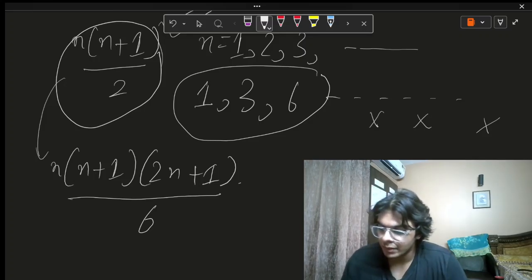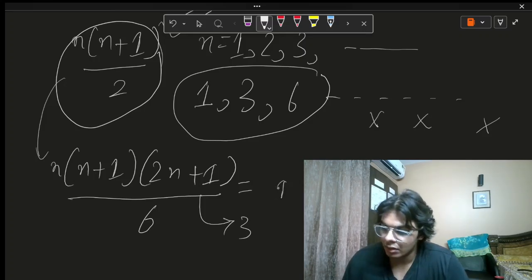Now if you input 3 in here, the value will be 3 into 4 into 7 upon 6. If you solve this, it is going to be 14, for 3.